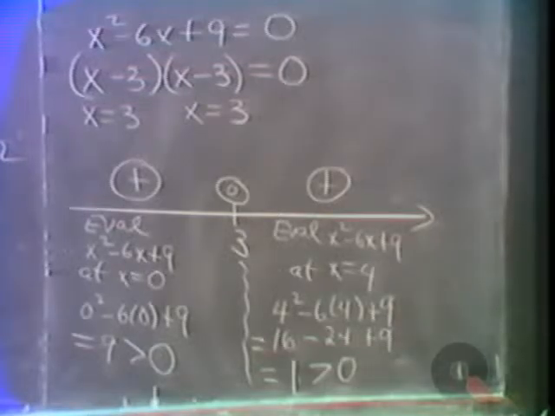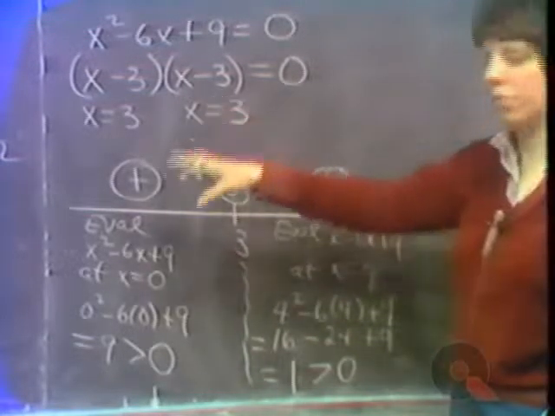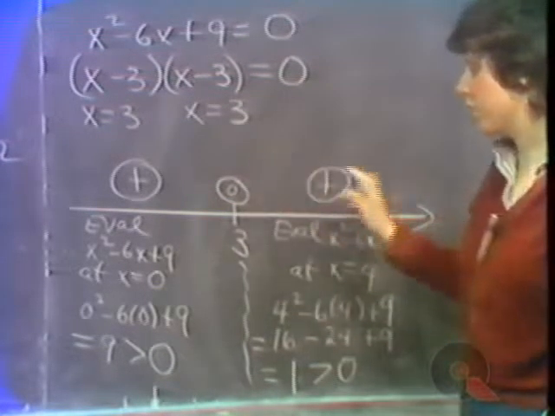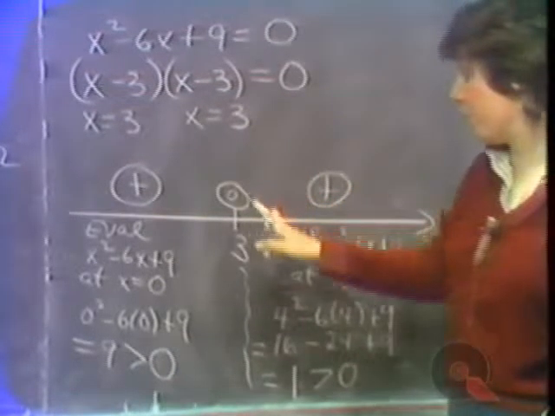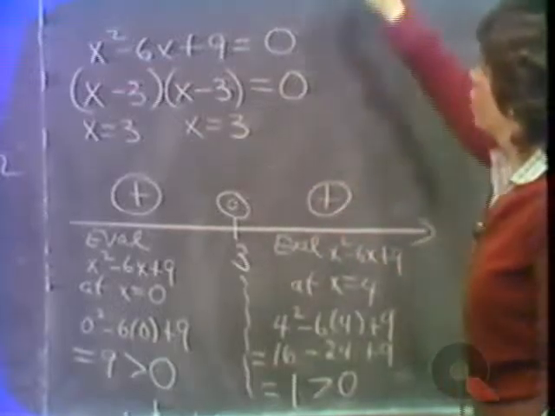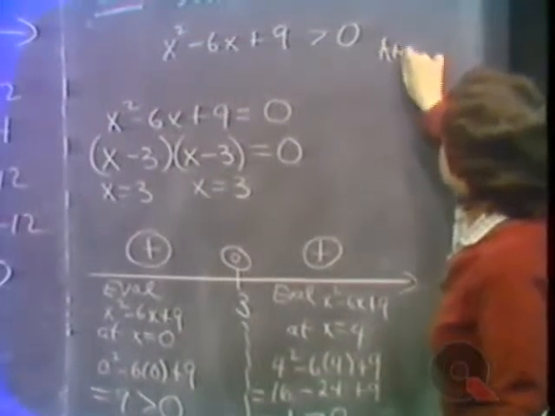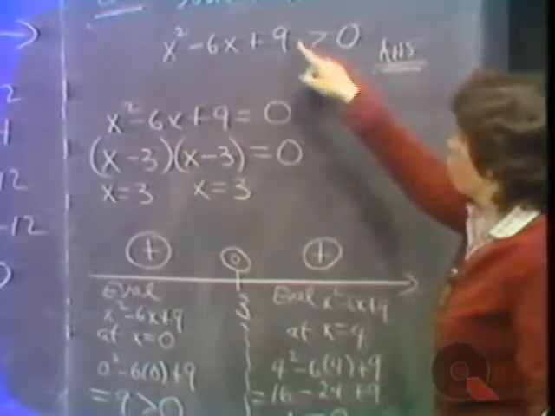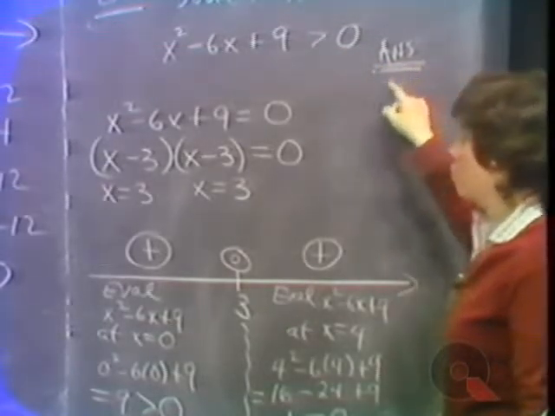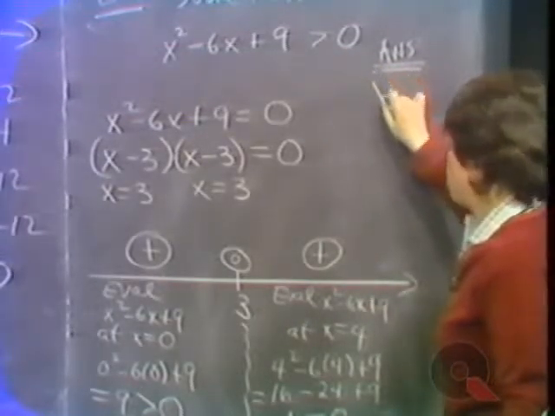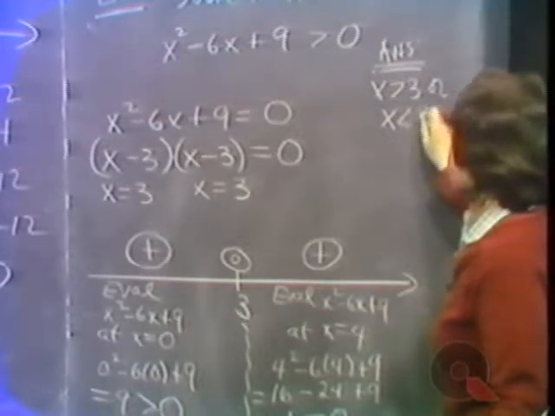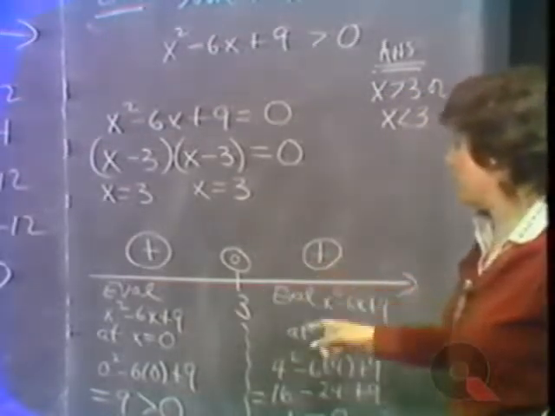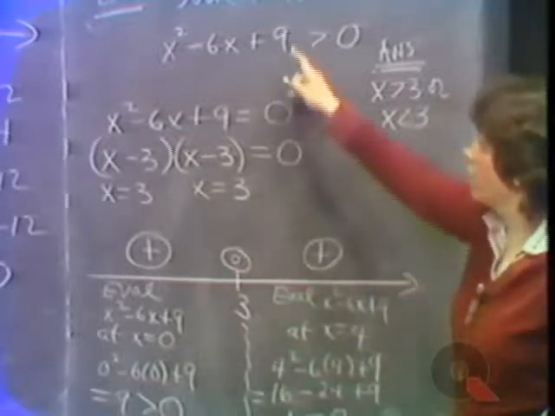Now this can happen. I know that in the other examples it changed from plus to minus, but this is still a possibility. The question is, when is this positive? And we see everywhere except at x equals 3. So the answer here is: when x is greater than 3 or when x is less than 3. It's all values except when x equals 3.